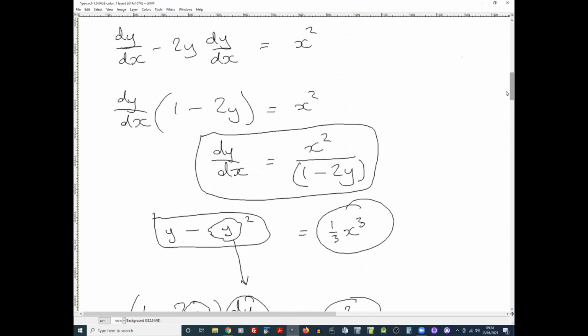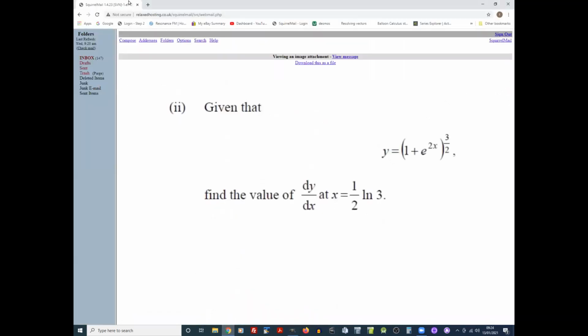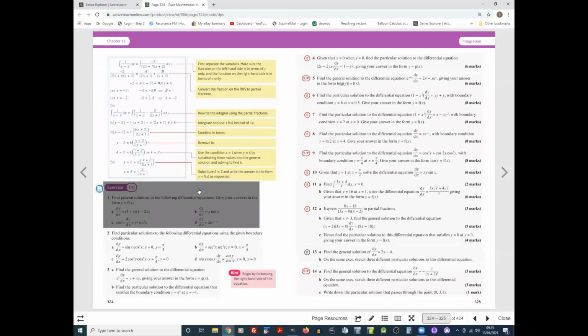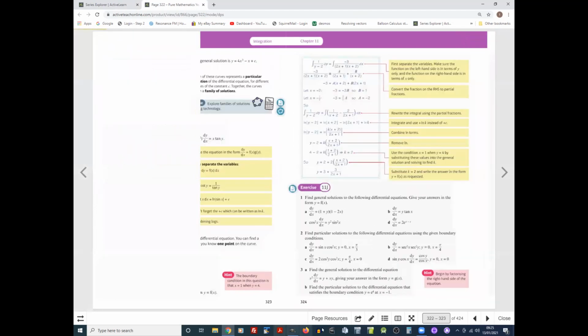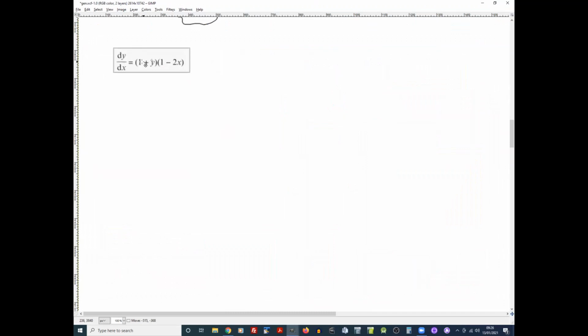Do you want to do some of them, or anything else in particular? Don't mind. Yeah, we can do. Might as well find one of those since I've gone into that much detail. Let's find some more of those. So find general solutions to the following differential equations. Give your answers in the form, in other words, make y the subject. So if we look at that, okay, so where should we start with that?